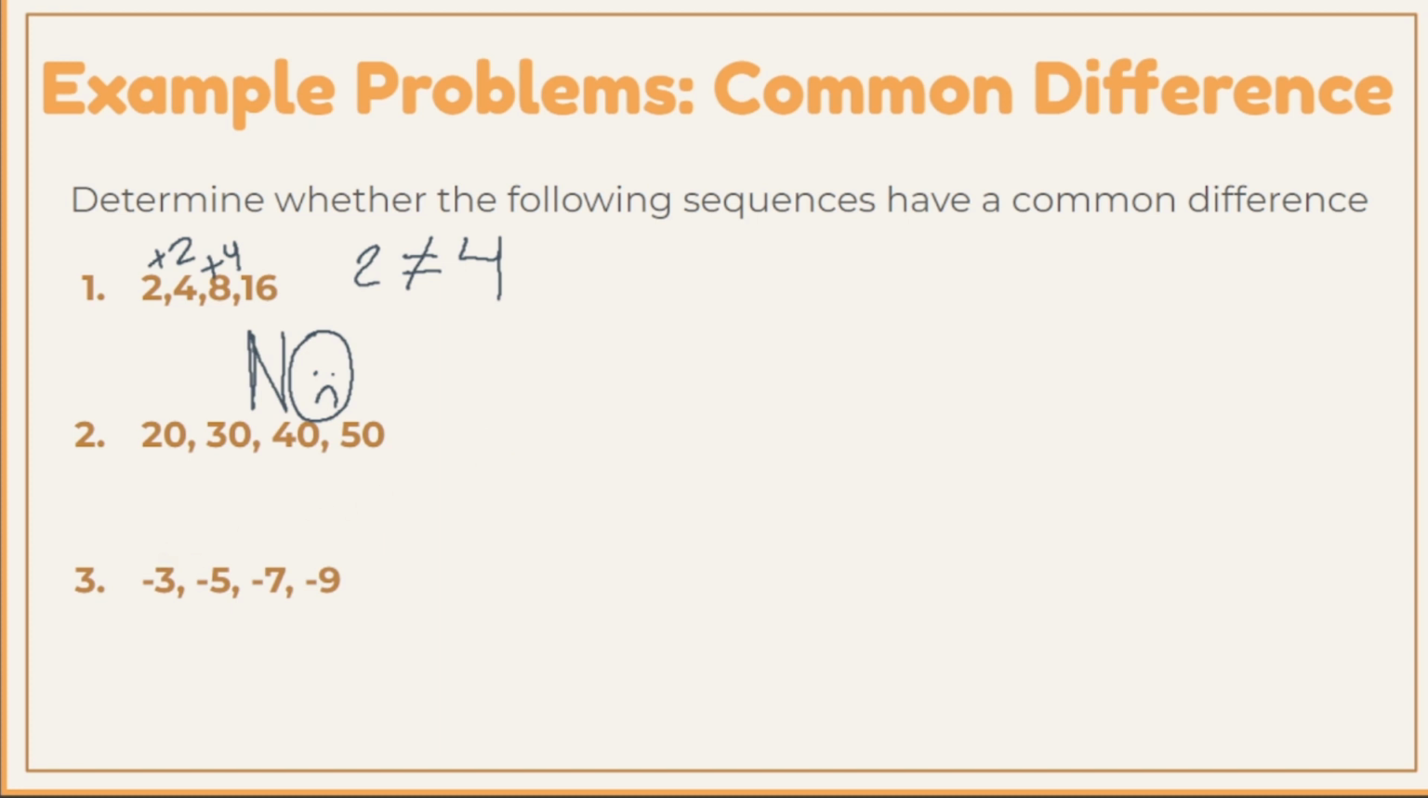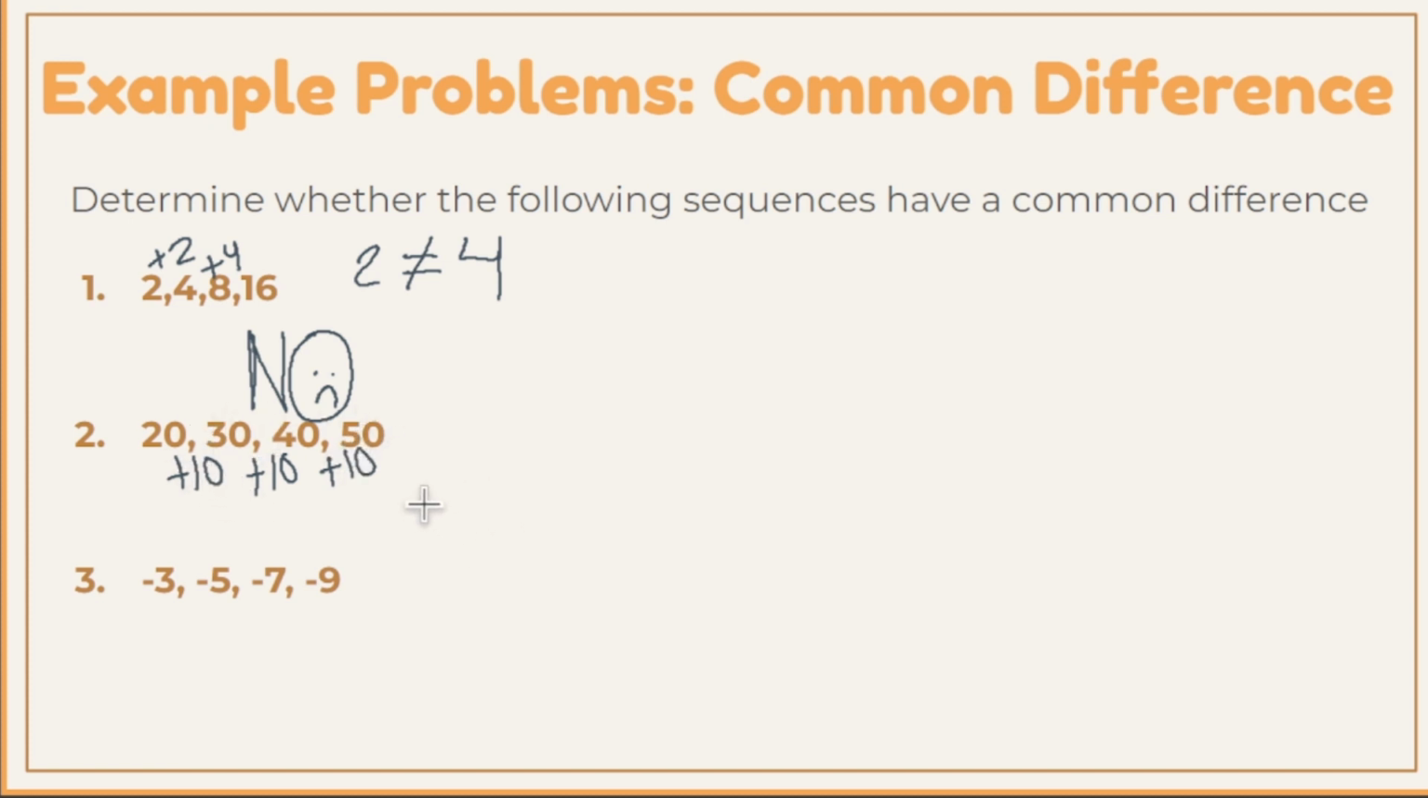All right, let's look at number 2. We have 20, 30, 40, 50. So from 20 to 30, that's plus 10, right? From 30 to 40, that's also plus 10. And from 40 to 50, that's also plus 10. Again, we're consistently adding by 10 as we move from one term to the next.